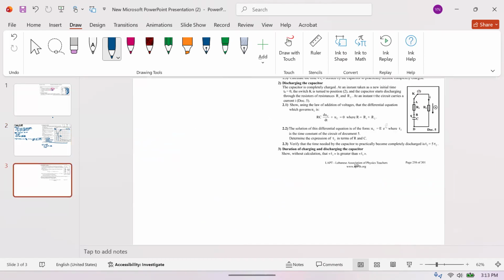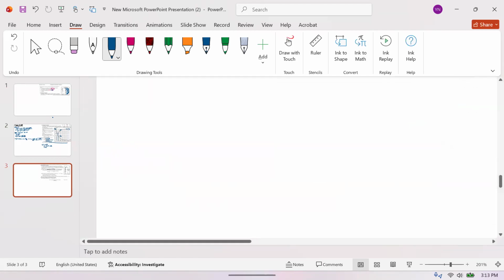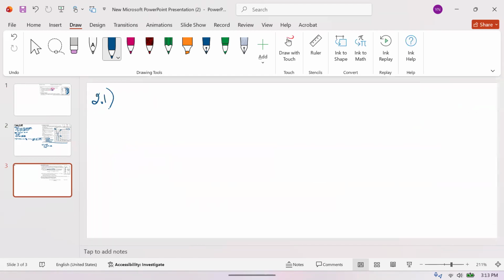Now here, we have the discharging phase. We put now K to position 2. So we're avoiding the left side of the circuit, but we have to be careful because we have 2 resistors now. Question 1, show using the law of addition of voltages the differential equation. As I say, we write the addition of voltages first. So UC is equal to UR1 plus UR2.